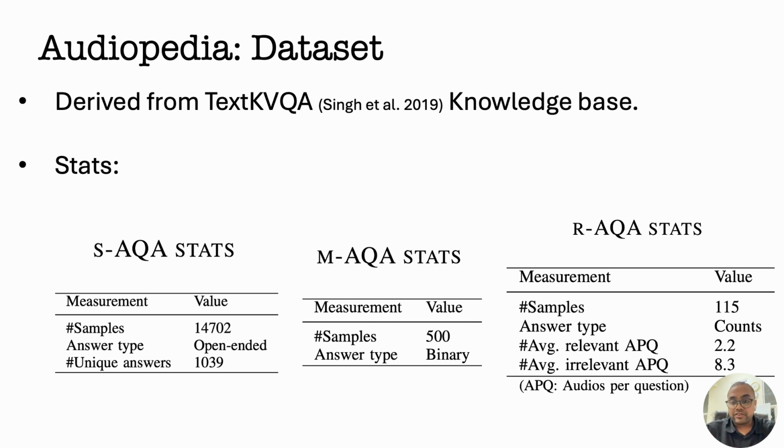Further, the average number of relevant audios per sample is 2.2 and the average number of irrelevant audios per sample is 8.3. That means, for example, given a context of 10 audio samples, only two will be relevant to answer the question, and the remaining 8 will be irrelevant and have to be discarded so that they do not tamper with the answer.